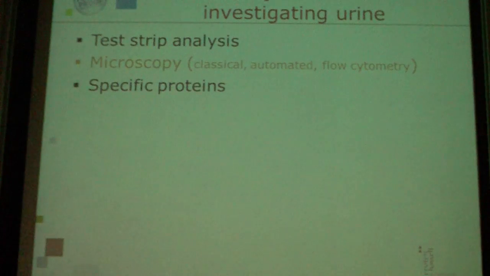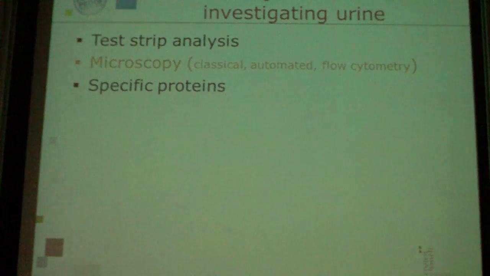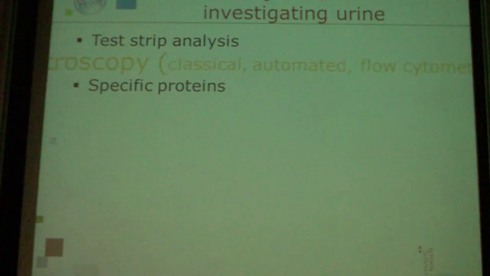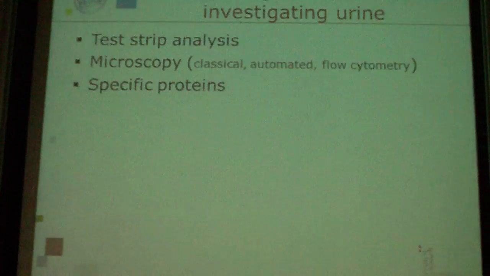But the last one is something about the urinary tract infection. That's also very important in routine daily practice of the lab. Typically, this is done by test strip and microscopy together. We also use in our lab specific proteins for detection of proteinuria, and sometimes also in the case of urinary tract infection.